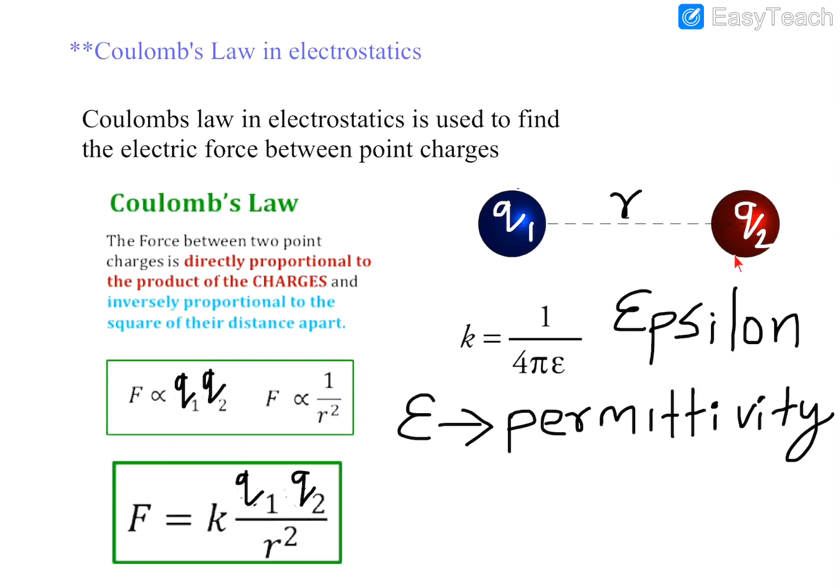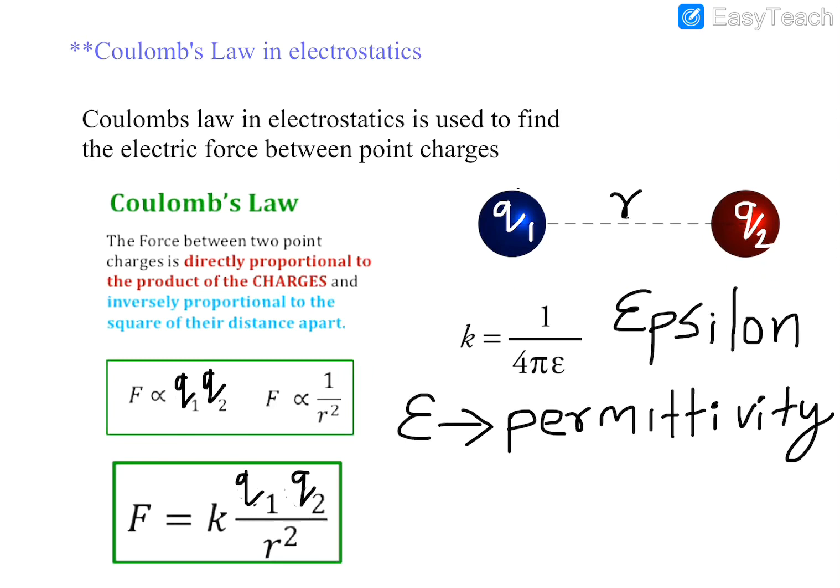When you keep Q1 and Q2 in water, permittivity will have some value. When you keep it in kerosene, permittivity will have some different value. When you keep it in air, permittivity will have some other value. So K will change depending upon the medium, and hence force will also change depending upon the medium in which you are keeping these two charges.